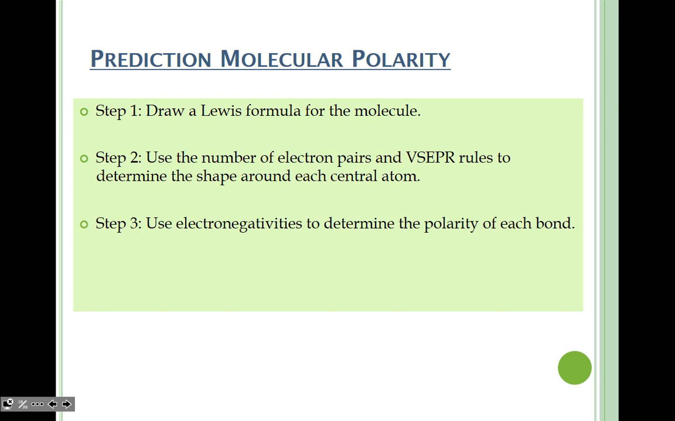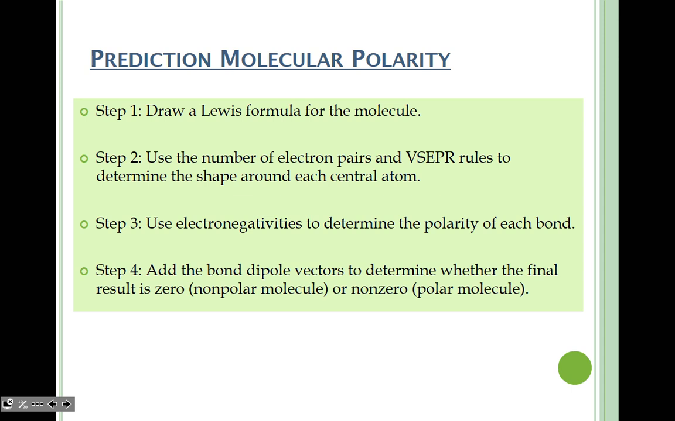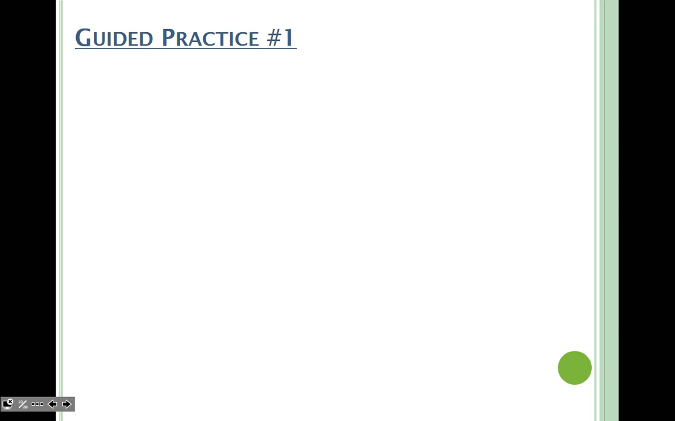Use the electronegativities, or the EN numbers, to determine the polarity of each bond. Then add the bond dipole vectors to determine whether the final result is 0, which is nonpolar, or non-zero, which is polar. Okay, kiddos, you can do that if you like. What I like to do is look at the outside of the molecule and say, hey, the whole outside is either all negative or all positive, nonpolar. If even one little end is positive and the rest is negative, it's polar.